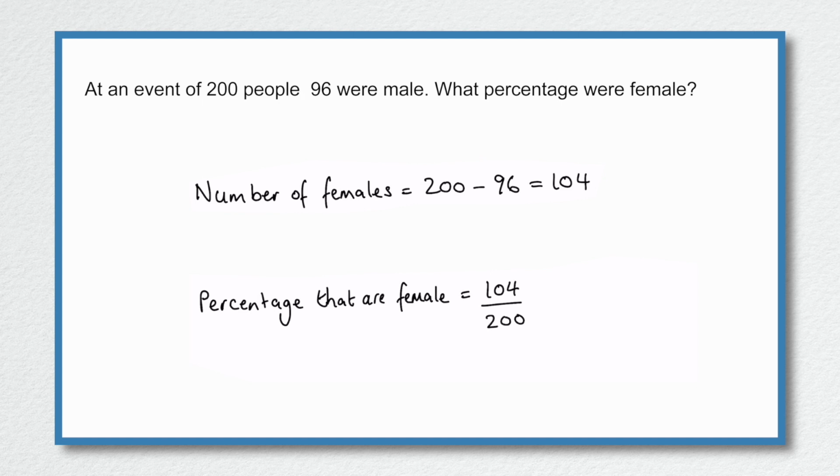You might wish to pause the video and think about what we're going to do now. Of course, if we look at the denominator, which is 200, if I divide this by 2, I get 100. So if I divide the denominator by 2, I have to divide the numerator by 2. 104 divided by 2 is equal to 52. So we end up with 52 over 100, which is 52%. So 52% of the people who attended the event were female.